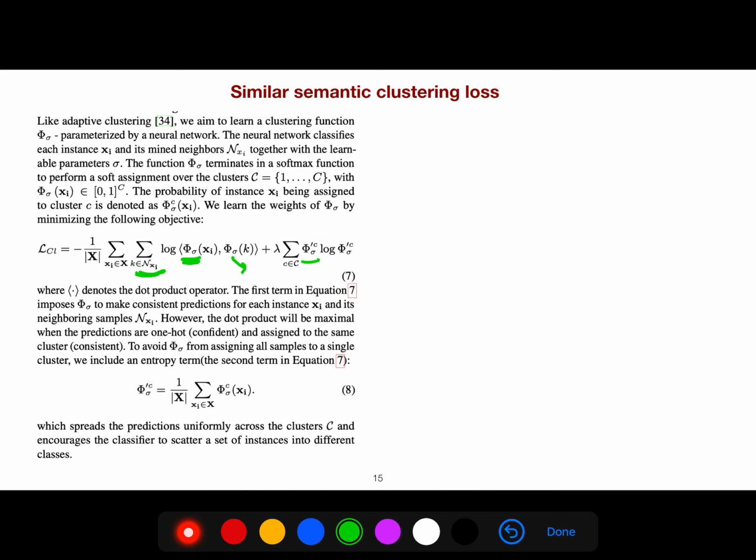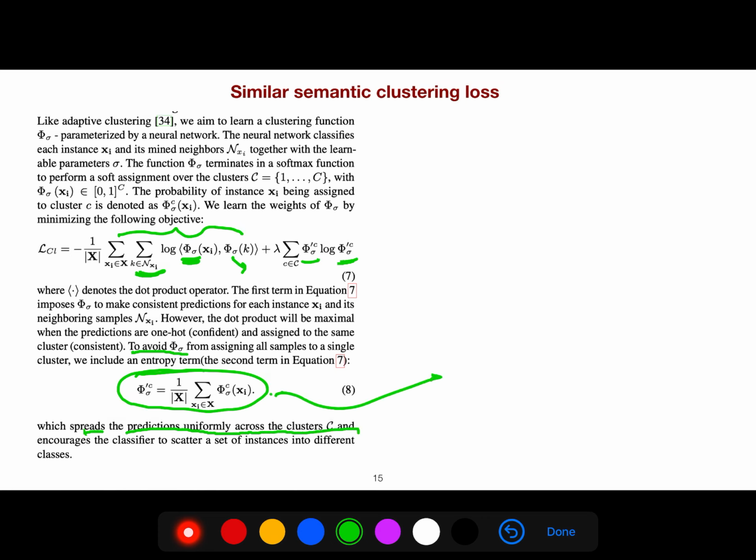So the first term imposes phi to make consistent predictions for each instance and its neighboring samples. However, the dot product will be maximal when the predictions are one-hot and assigned to the same cluster. To avoid phi sigma from assigning all samples to a single cluster, we introduce this entropy term. So this is the entropy term, phi prime, which spreads the prediction uniformly across the clusters.